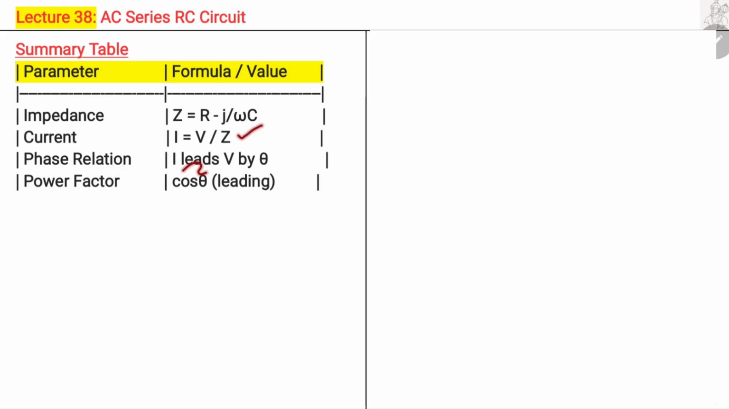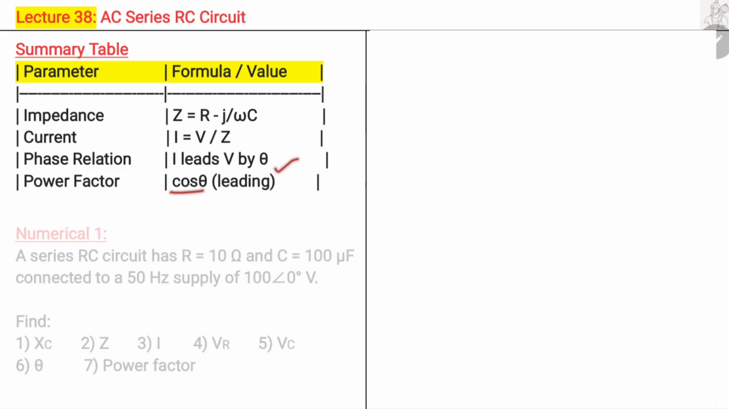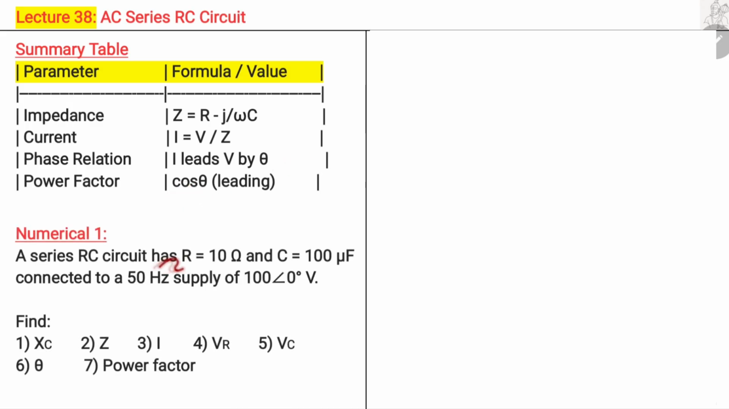I is equal to V by Z. I leads the voltage by an angle of theta for an RC circuit. Power factor is cos theta, which is leading in nature. So let's solve this numerical using these concepts.